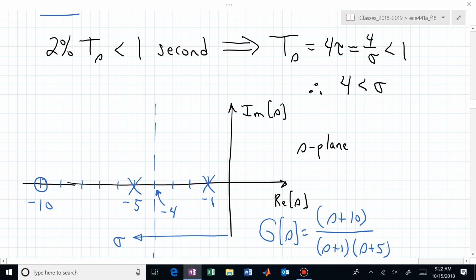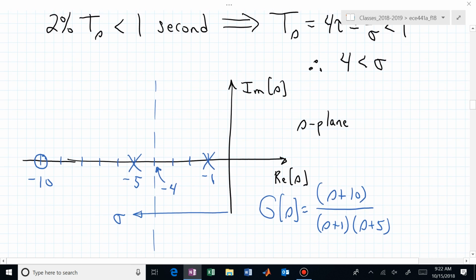And you can see, if this is now our plant, G of S, with a 0, that's the open circle at -10. We have a finite 0 at -10. We have a pole at -1, and we have another pole at -5. You can see that those 2 poles do not live to the left of that vertical line at -4. So you can already expect that we're not going to, in the open loop, be able to satisfy that settling time specification for this uncontrolled open loop system G of S.